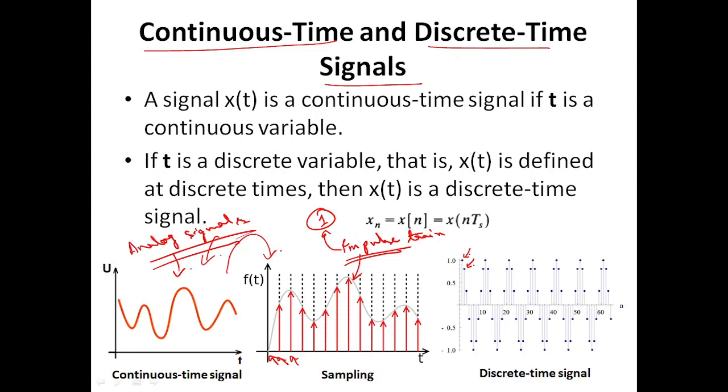Sometimes students make a mistake. They think that continuous time signals are analogous to analog signals. This is because many times when we talk about analog signals, we are basically talking about continuous time signals, but the statement itself is incorrect. An analog signal is a signal whose amplitudes may assume any value in the range of -infinity to infinity. So a discrete time signal can also be an analog signal, right?